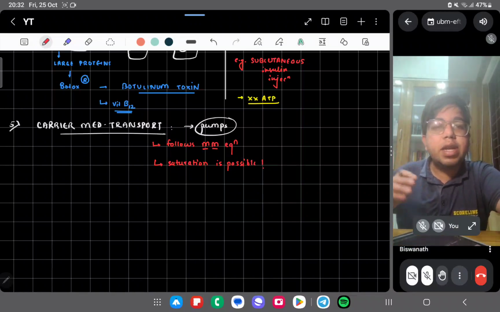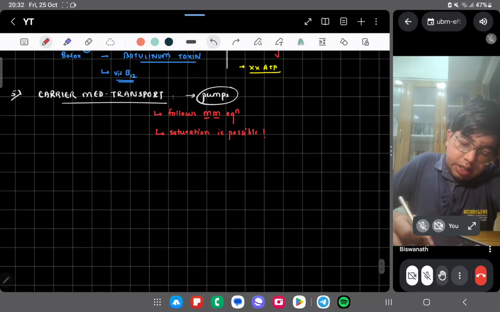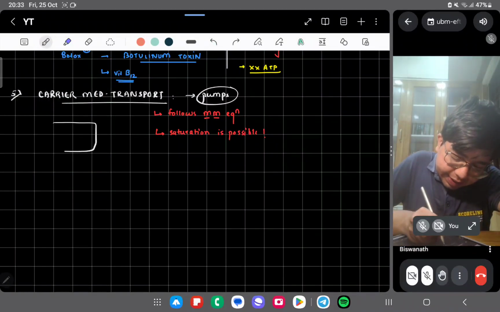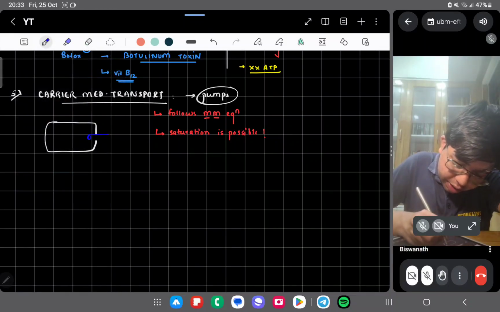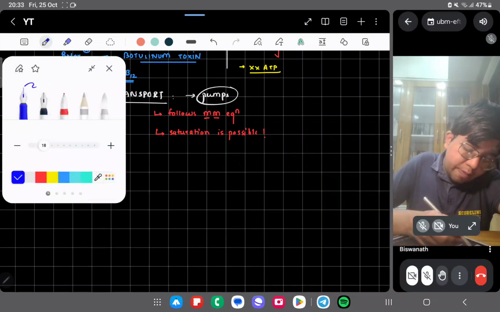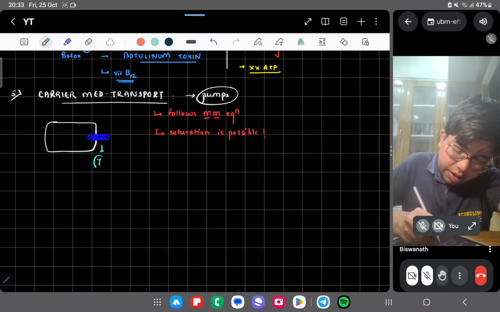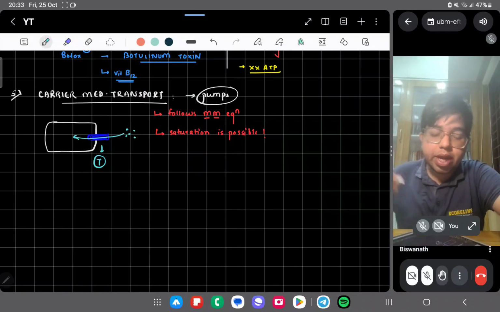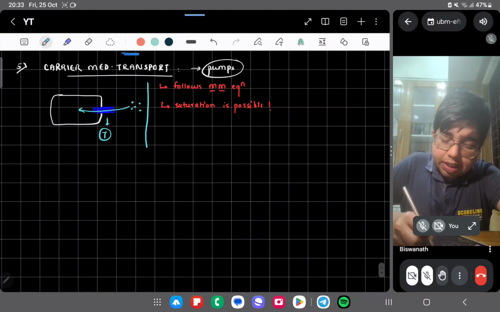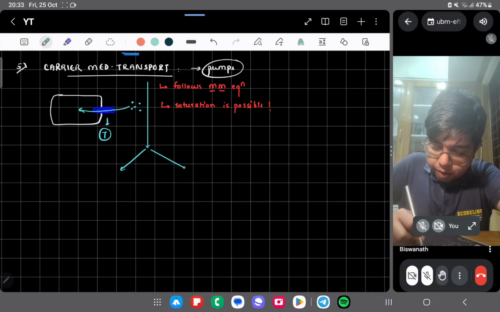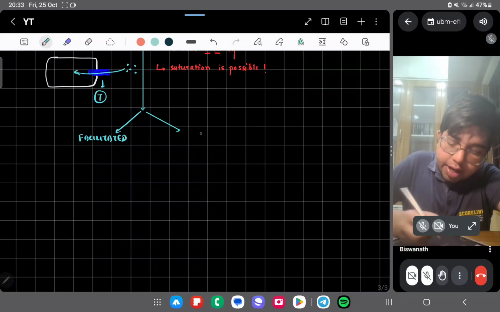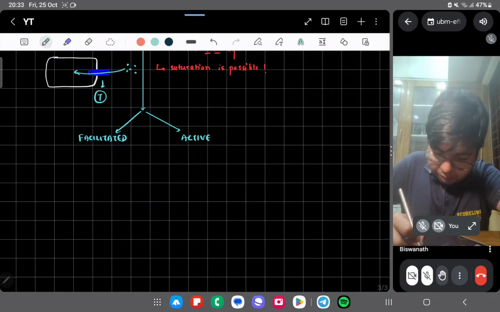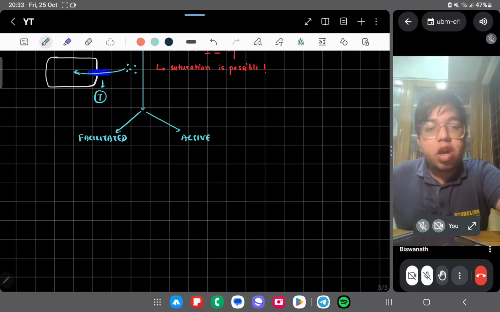And here, what is happening? Let's say this is a cell, and here we have a transporter for the drug. This blue part is a transporter. The drug is going inside through the transporter, right? This carrier mediated transport can be of two types. It can be facilitated or it can be active. Active transport or facilitated transport.